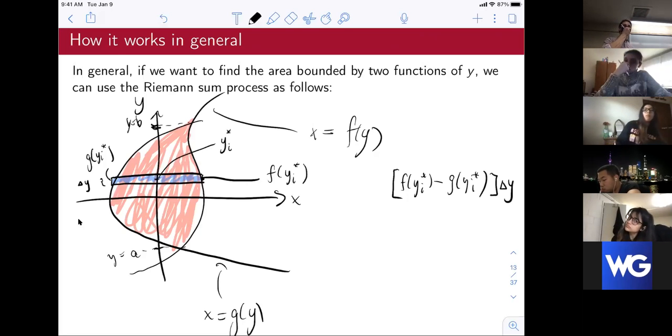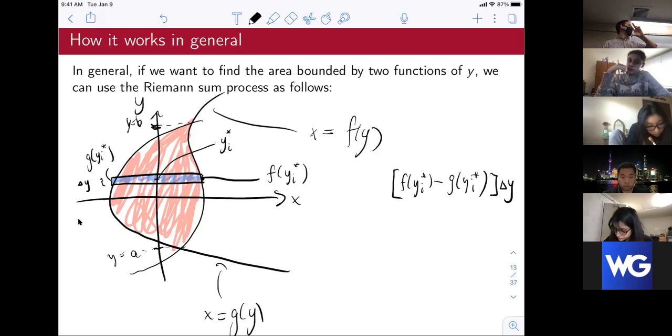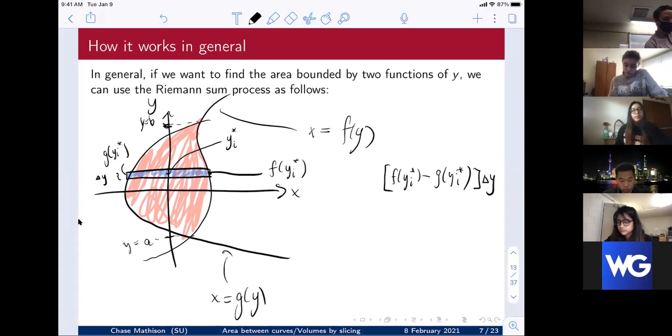What would delta y be? If you know you're using n rectangles, then delta y would be what? Exactly, it's just your whole length, b minus a, divided by how many rectangles you're using. Exactly right. So you can find all that stuff just like we did before, but then once you do that, this is for what, one rectangle? Well, I want to do this for all the rectangles that I'm looking at. So I take a sum.